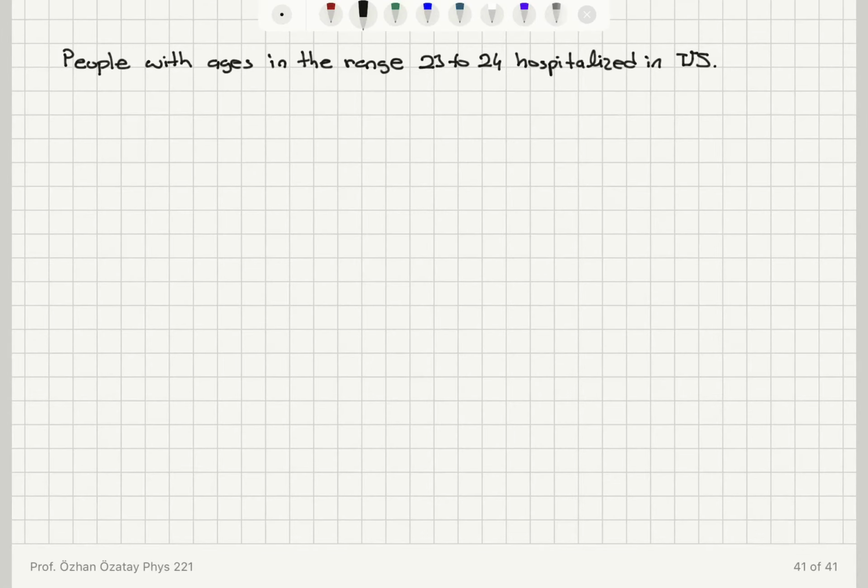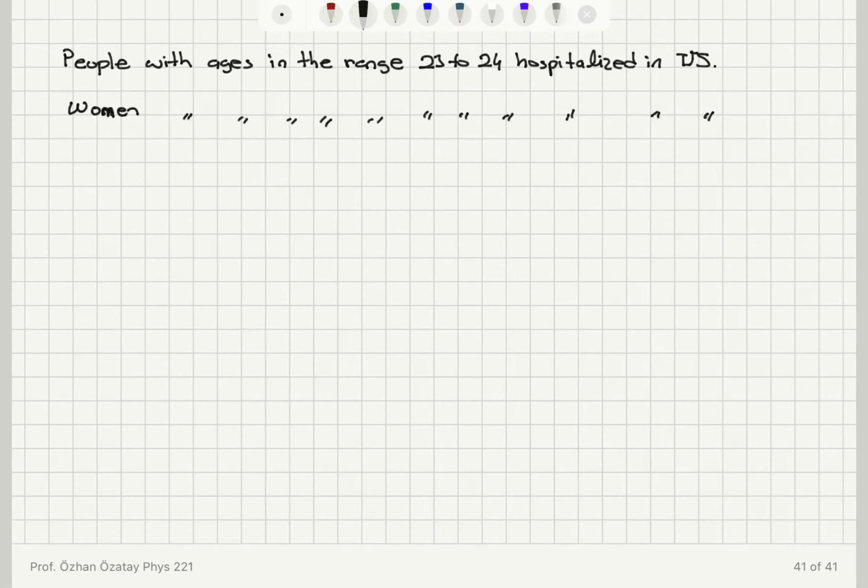Okay, so that means I'm looking at the total number of people in the ages in the range 23 to 24, and the event is that some of these will be hospitalized in the US. I can give you another event. Instead of saying people, I can say women with ages in the range 23 to 24 hospitalized in US.